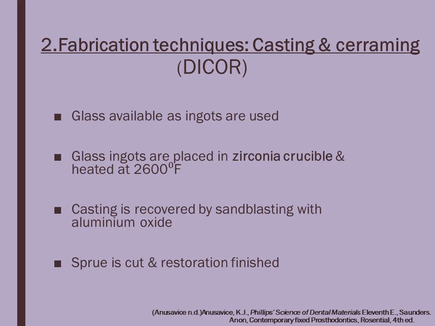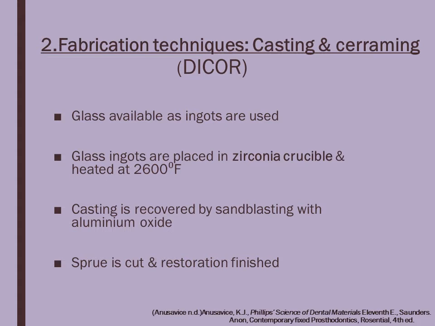Now let's move on to the next fabrication technique, which is casting and cerraming, and the commercial name is DICOR. This is very important and you should have a good knowledge of this technique. So basically in this case, the glass is available as ingots. Ingots are basically blocks. In this case, we don't use porcelain powder. We have glass ingots. The ingots are placed in a specialized zirconia crucible and heated at 2600 degrees Fahrenheit.